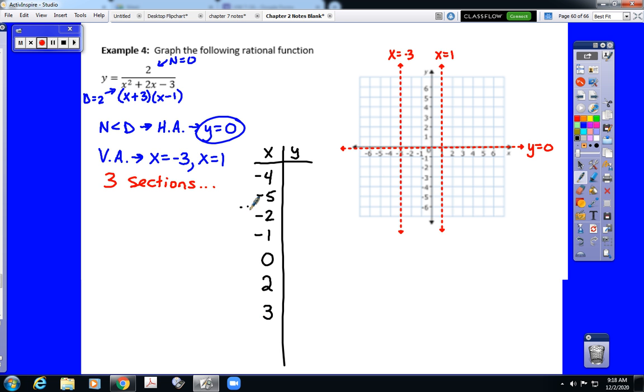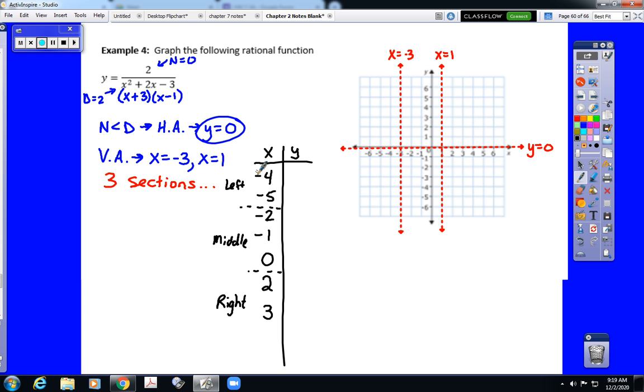So again, that's our left section, our middle section, and our right section. Okay, 3 points from the middle, 2 points from each side, hopefully will be enough. So we're going to go plug these in.